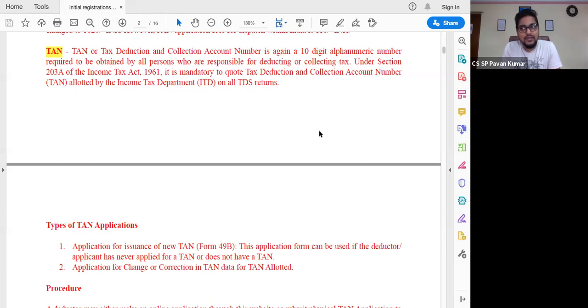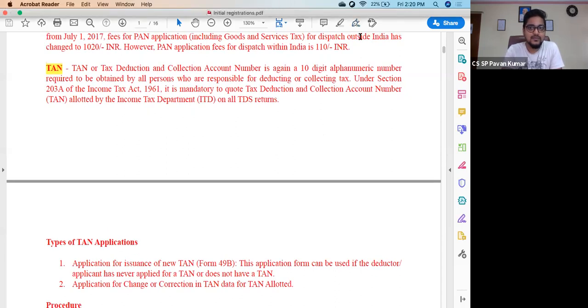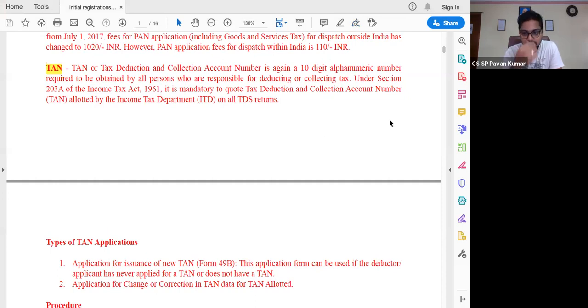Whenever I talk about the TAN number, let's go in order. What do you mean by a TAN number? Anyone? Do you know what a TAN number is? Tax assessment number. Tax account number, no, no. TAN number is tax deduction and collection number. Okay, so what do you mean by a TAN number? Tax deduction and collection number.